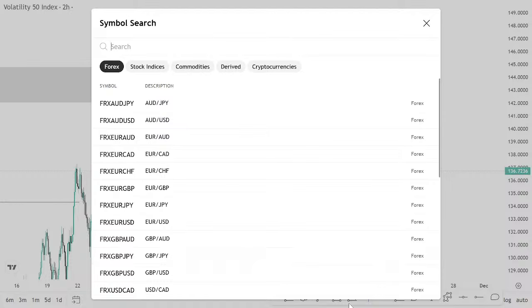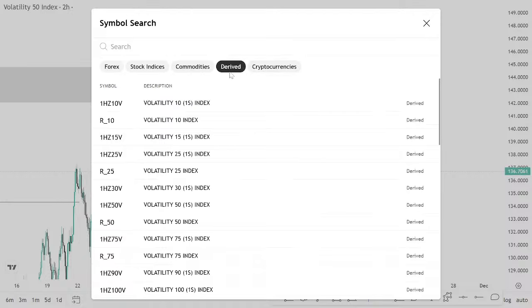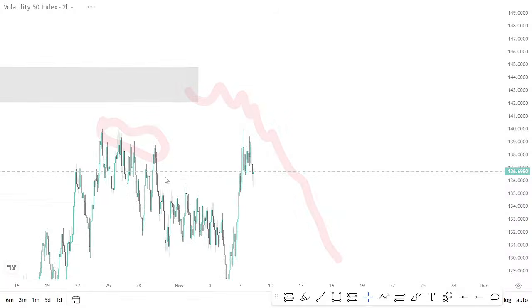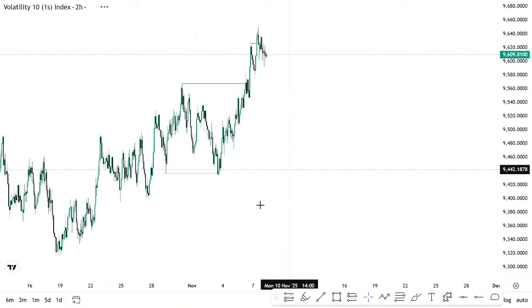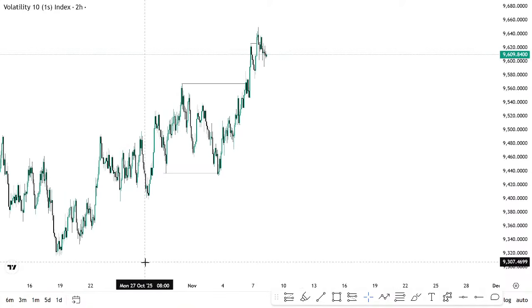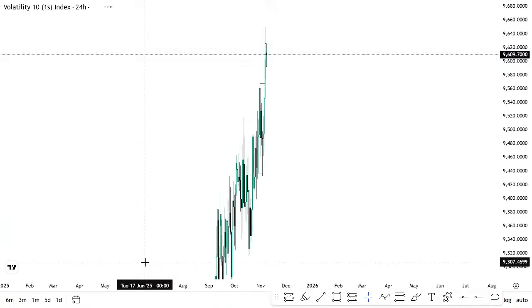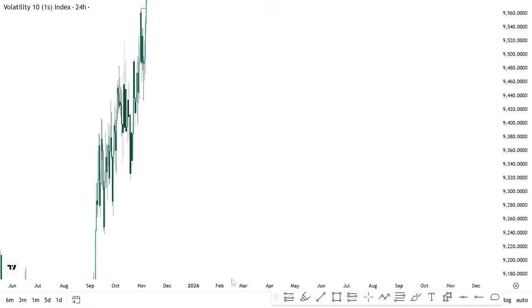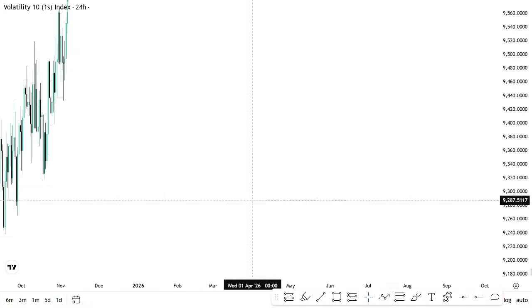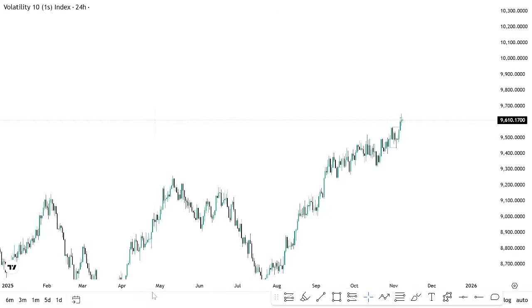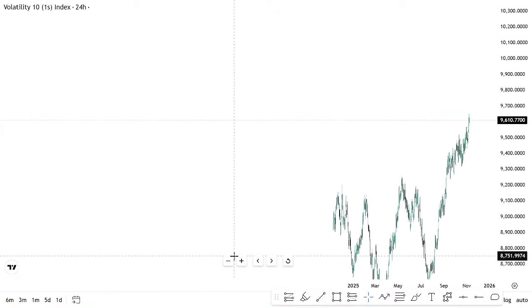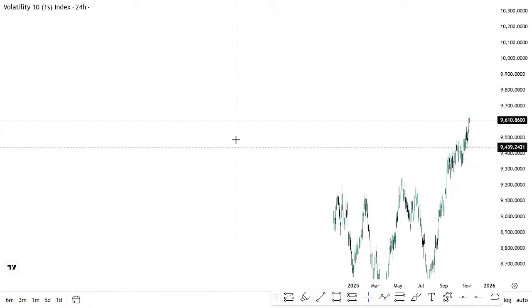Okay, let's go to the next one, Volatility 10 1s, most mentioned. If you want me to make analysis on anything, keep dropping them in the comment section. So let's check our Volatility 10 1s. Let's check the 24 hours time frame. Alright, based on the weekly time frame, they don't allow us to have access to the weekly time frame here. I would have shown you something.